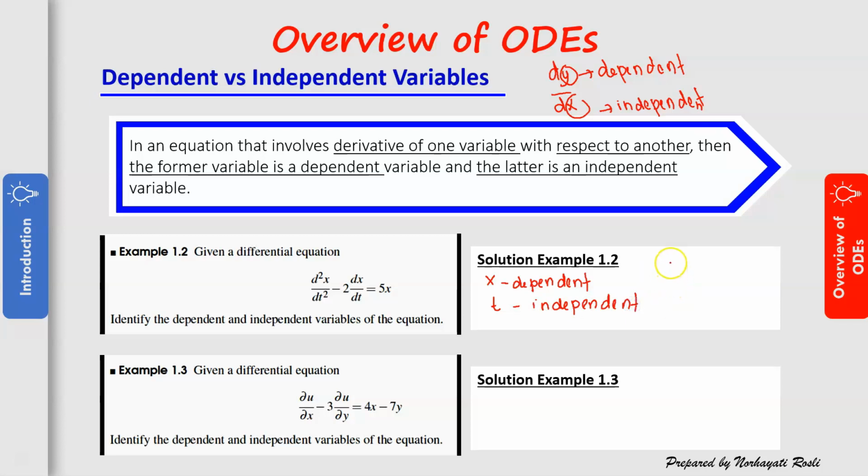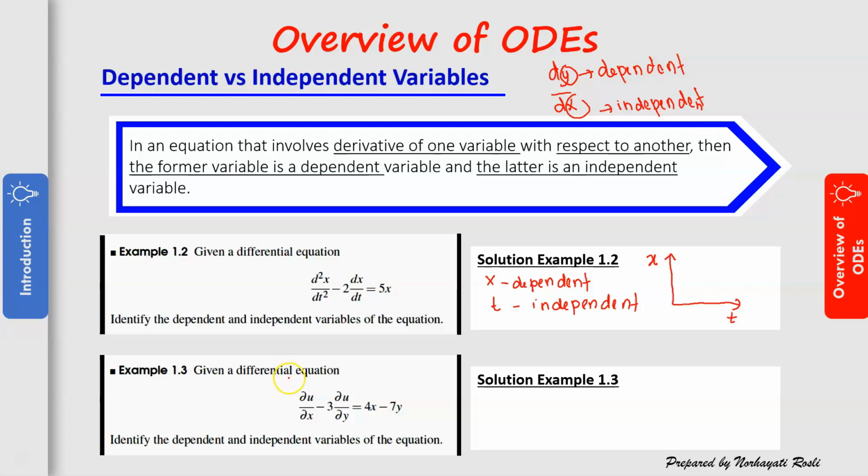When you plot the graph, the dependent variable will be on the y-axis. So here we have x, and the independent variable will be on the x-axis. So here x depends on t.